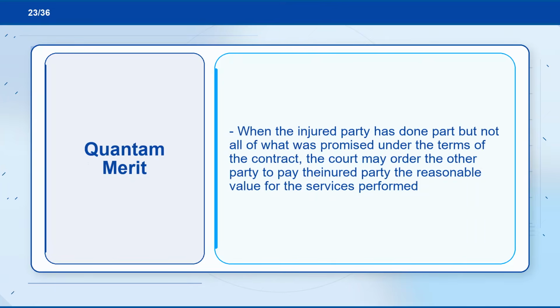Flashcard 23. Term, quantum meruit. Definition: when the injured party has done part but not all of what was promised under the terms of the contract, the court may order the other party to pay the injured party the reasonable value for the services performed.